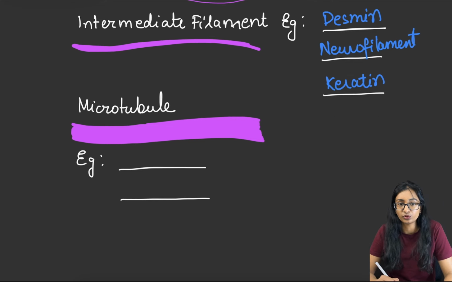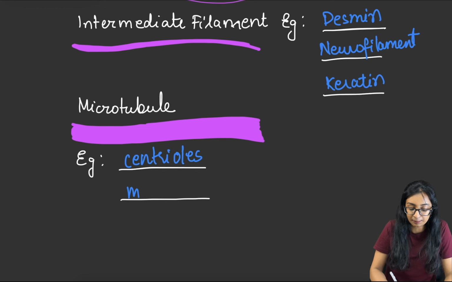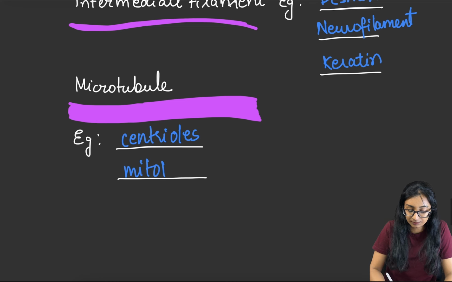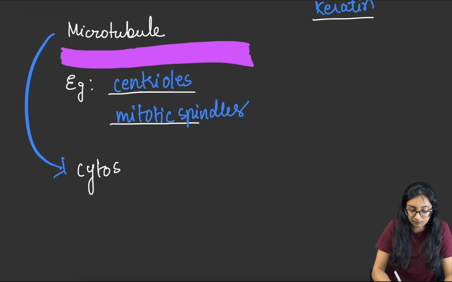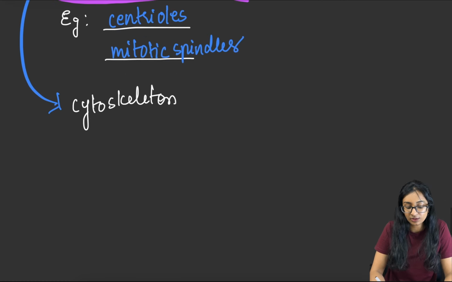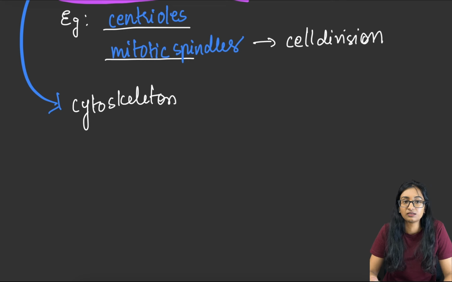The last is the microtubule. For microtubules, for example, we have centrioles and the mitotic spindles. These microtubules are made up of a special type of thick, stiff filament called tubulin molecules. They act as a cytoskeleton. Since it helps in mitosis as the mitotic spindle, it participates in cell division, and they act as conveyor belts for transport of vesicles and granules, etc.